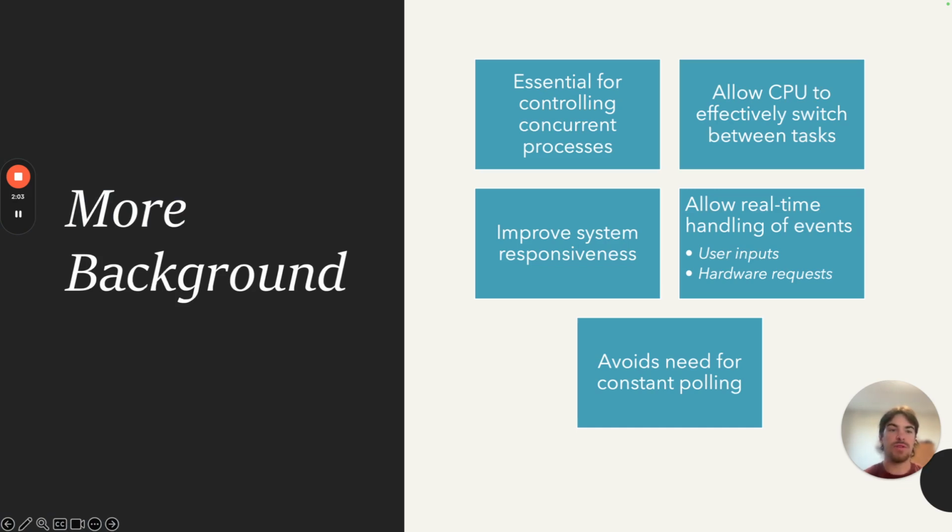Interrupts are essential for controlling concurrent processes because they allow the CPU to effectively switch between tasks, ensuring that high priority actions receive prompt attention without interfering with the other processes. They also improve system responsiveness by allowing real-time handling of events such as user inputs and hardware requests, rather than needing constant polling, which would otherwise waste processing resources.